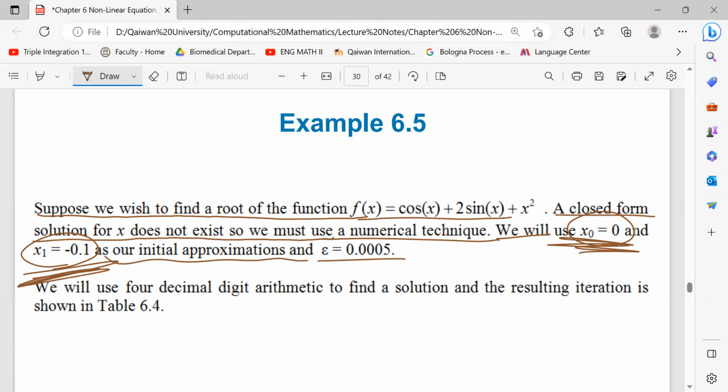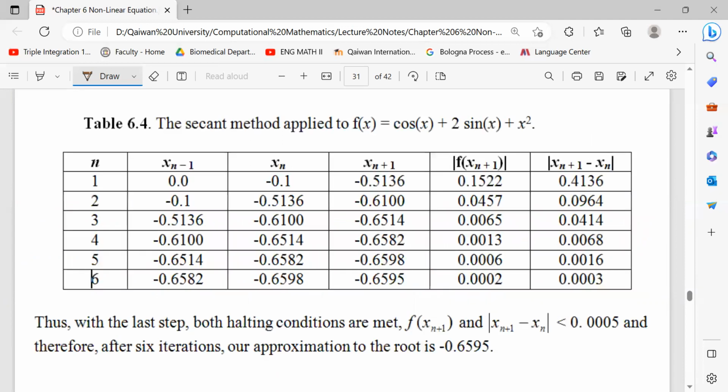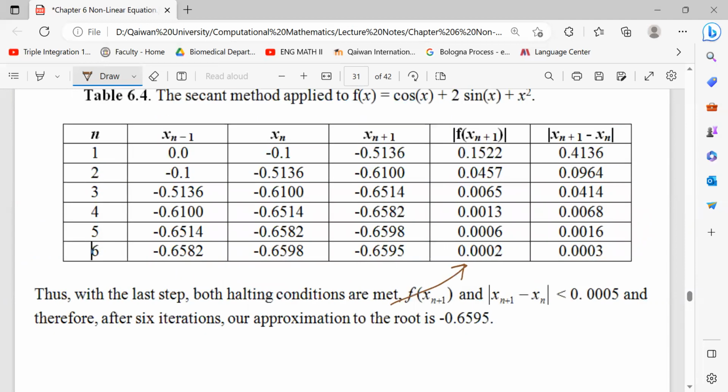So only secant method works on 2 points. But if it's an interval, we use bisection methods. But here we use secant method. X0 is given, x1 is given. What we need to find? We need to find x2, then x3, then x4, and so on. If f of xn is less than epsilon, we stop. As you see, it's done here. This is f of x, and it is less than epsilon.